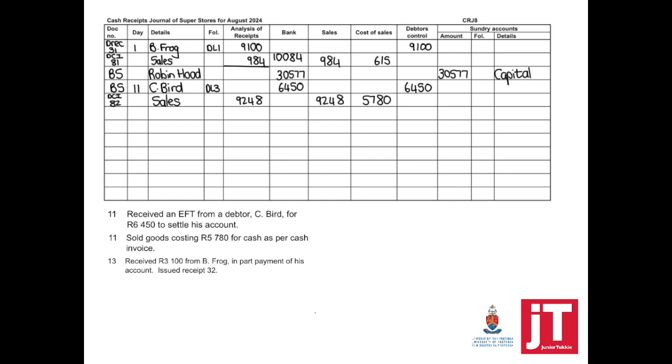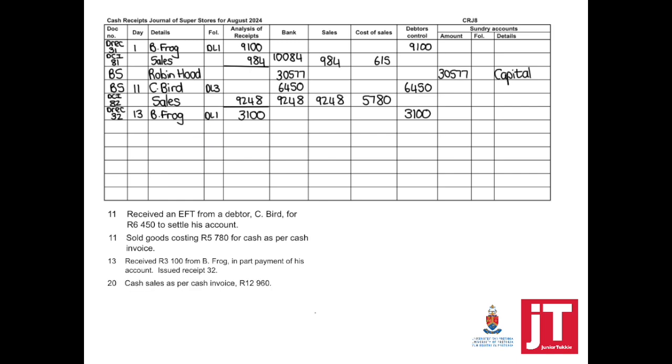Day 13, received 3,100 from Frog in part payment of his account, issued receipt 32. Source document, duplicate receipt, number 32. On day 13, from who did we receive the money? B. Frog. How much did we receive? 3,100. For what reason? Debtors control. And we have to take it to his ledger account. This is debtor number 1.